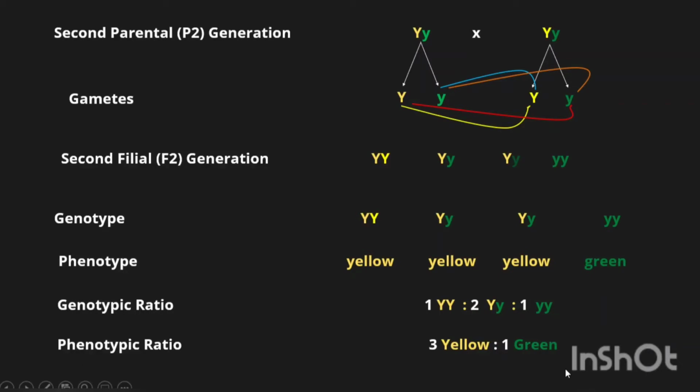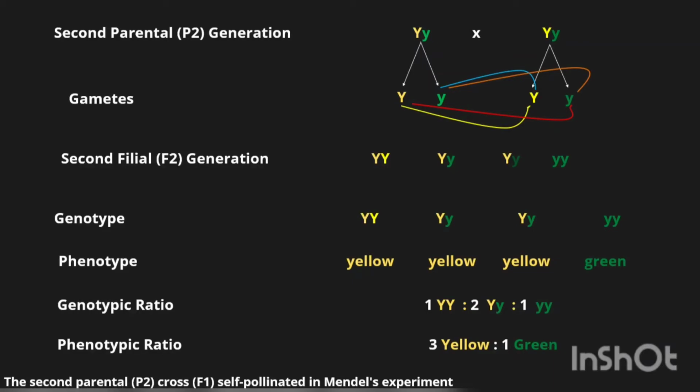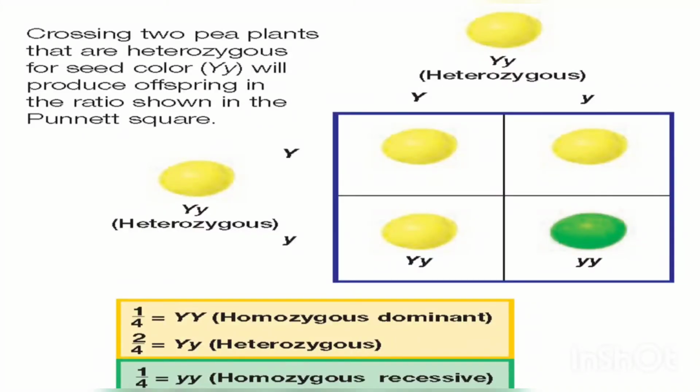Our phenotypic ratio is 3:1. Why 3:1? It is because the homozygous and heterozygous yellow are both yellow. Their physical manifestation of their trait is the same, and we have 1 green. The second parental generation, or P2 cross, was self-pollinated in Mendel's experiment. Crossing two pea plants that are heterozygous for seed color will produce offspring in the ratio shown in the Punnett square. So we have 1/4 homozygous dominant, 2/4 heterozygous, and 1/4 homozygous recessive.